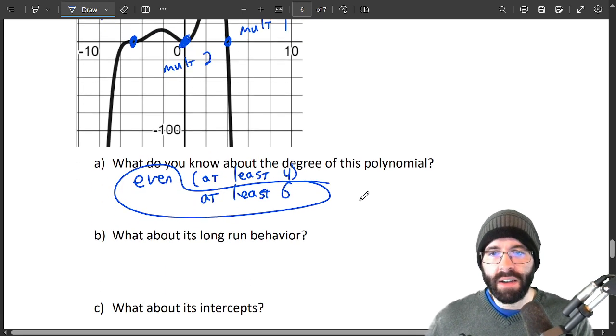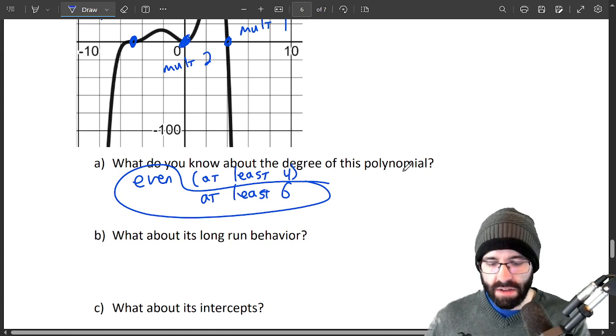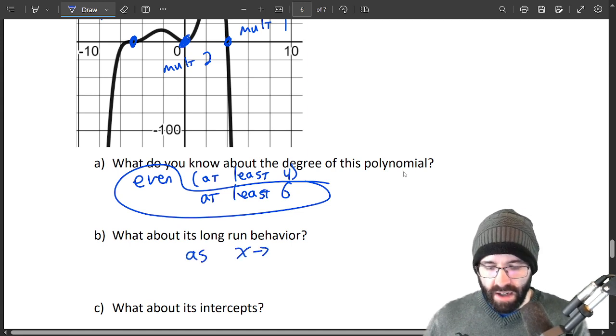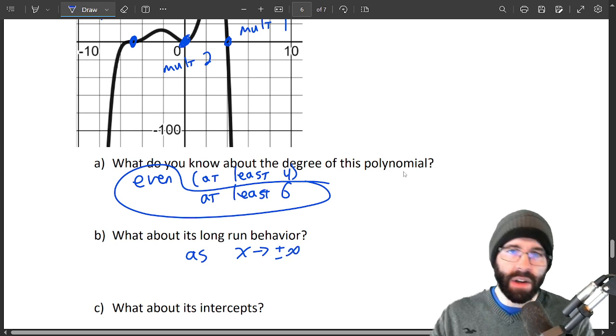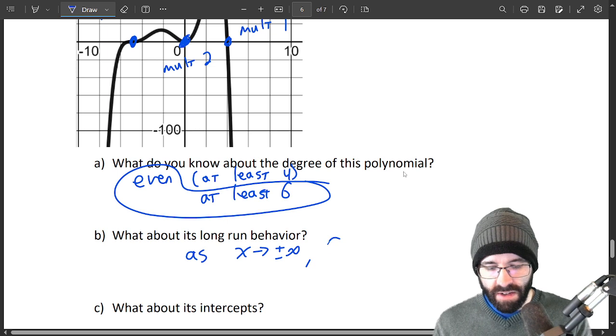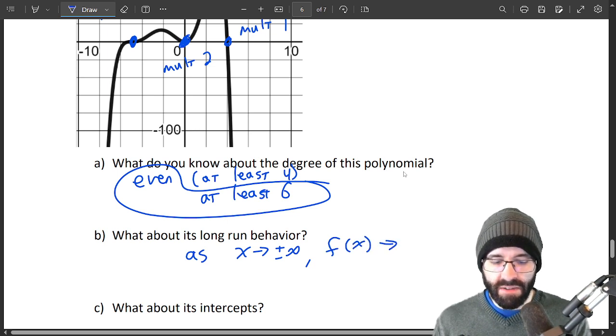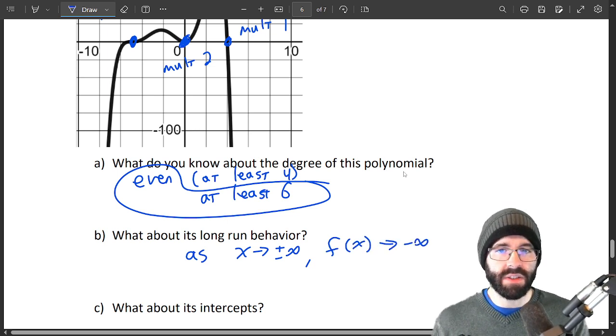What about the long run behavior? It goes down in both directions. As x either goes to positive infinity or negative infinity, as we go all the way to the right or all the way to the left, the function does the same thing. It goes infinitely down. The function goes to negative infinity.